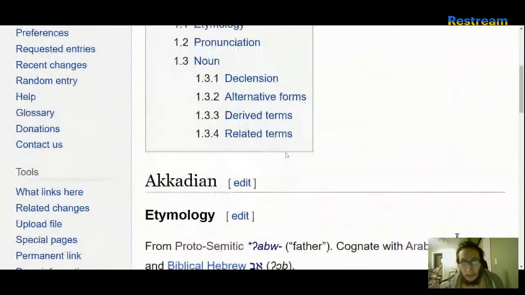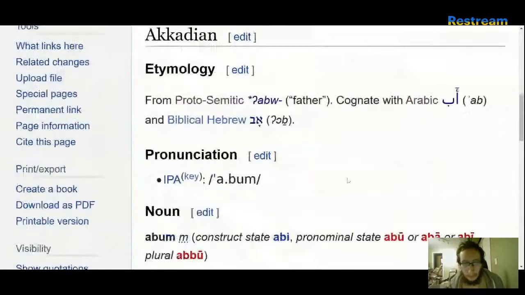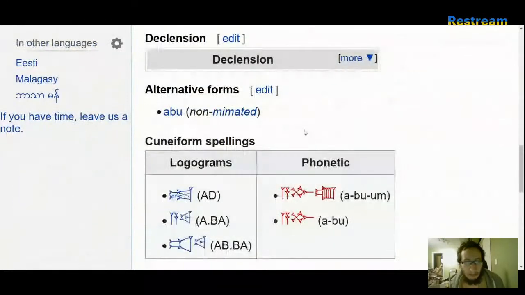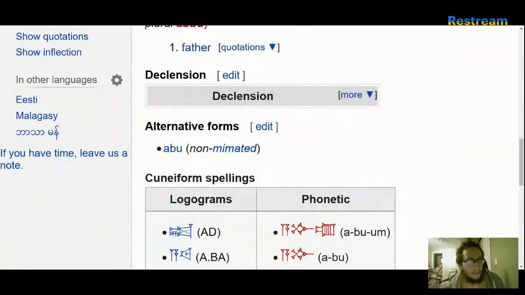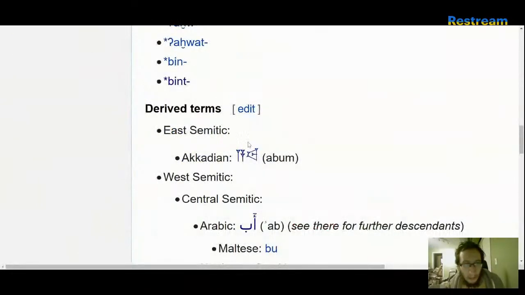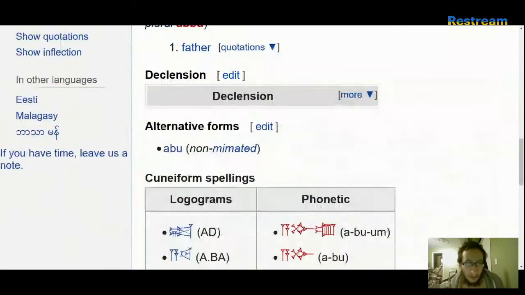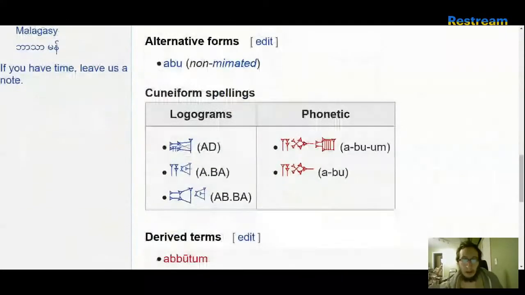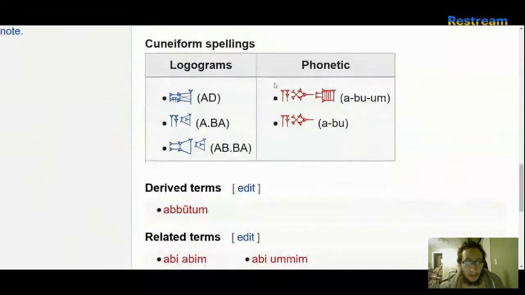So once again, let's see how they spell it with this. Okay, so now take a look down here. They're saying there's different ways to spell it in Akkadian. There's the logogram spelling and there's the phonetic spelling. Phonetic is how you pronounce it, and the logogram is spelling it with words. So kind of like how Chinese has words for letters. Well, something similar occurs.